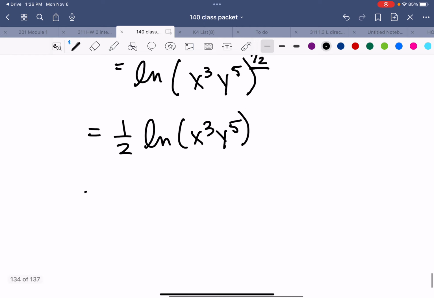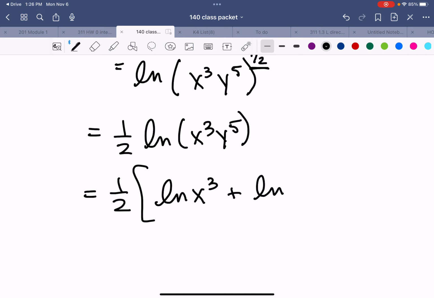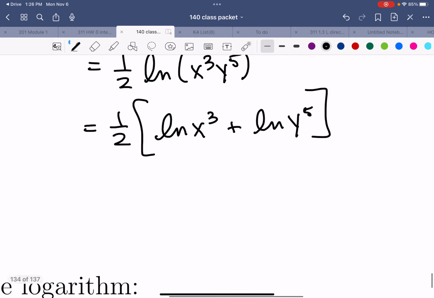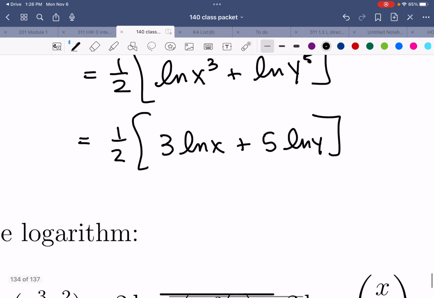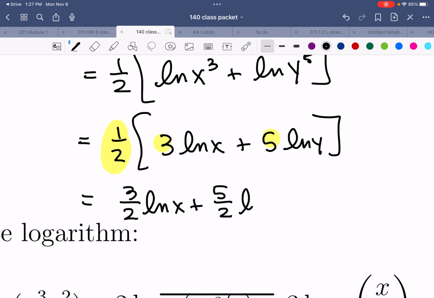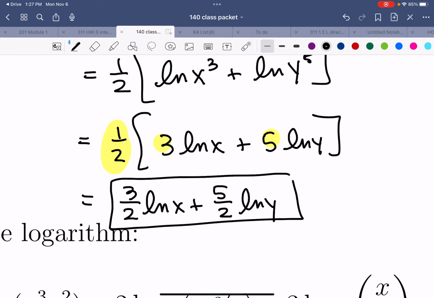Then I'm going to split it up into 2. So I'm going to leave the 1/2, big bracket because I'm about to split this into more than one thing. Then I'll have the natural log of x cubed plus the natural log of y to the 5th. Then I'm going to bring down the individual exponents. So this will be 3 ln x plus 5 ln y. And then last thing, we'll distribute this 1/2 to both the 3 and the 5. So that will give me 3 over 2 ln x plus 5 over 2 ln y. And that will be my final answer.